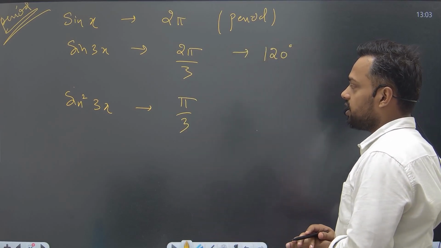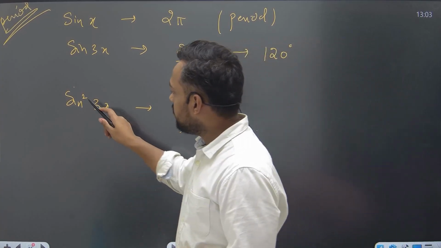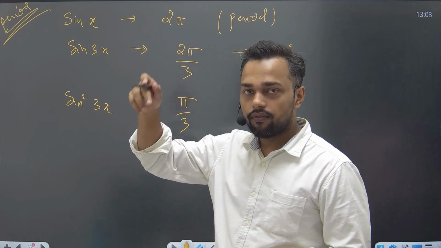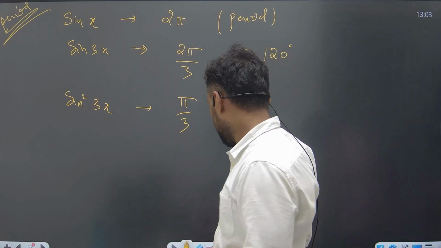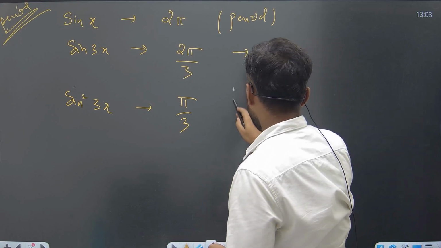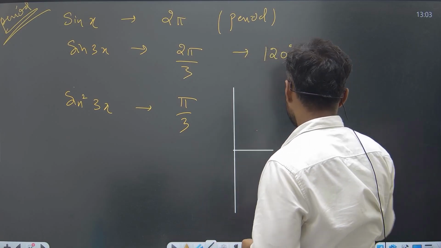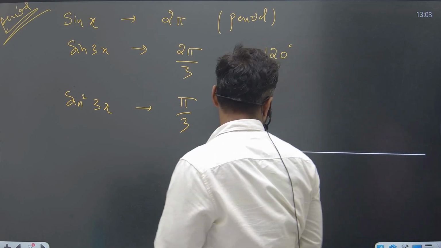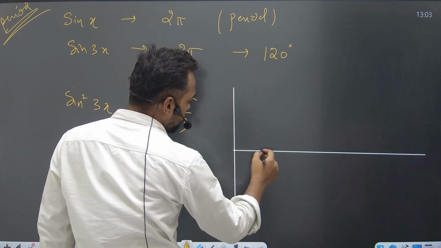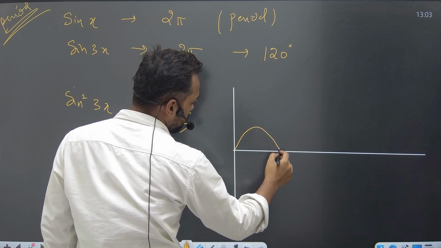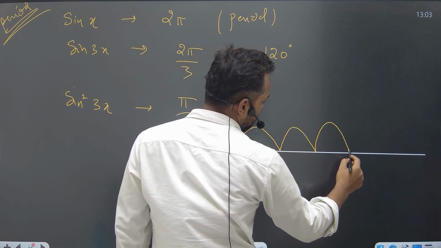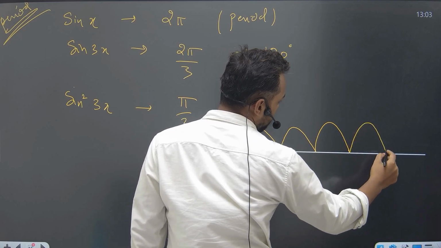For sine square 3x, it will be pi by 3, and since it is a square here, it is positive, so we will be taking the graph of the positive part only. Okay, I'll tell you how. If I say that, yeah, see, this is how the graph will look.